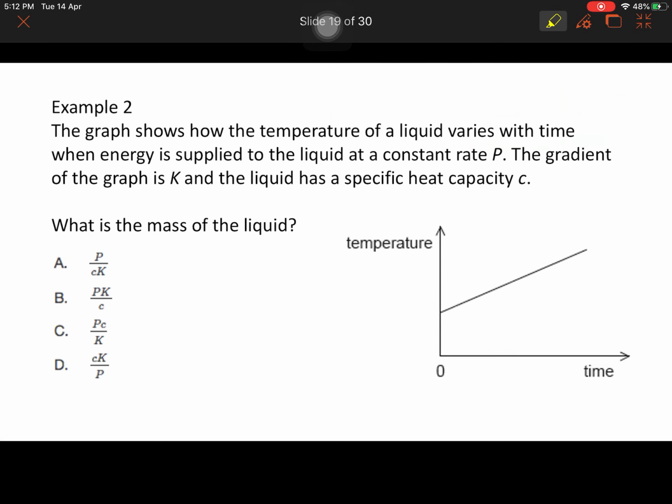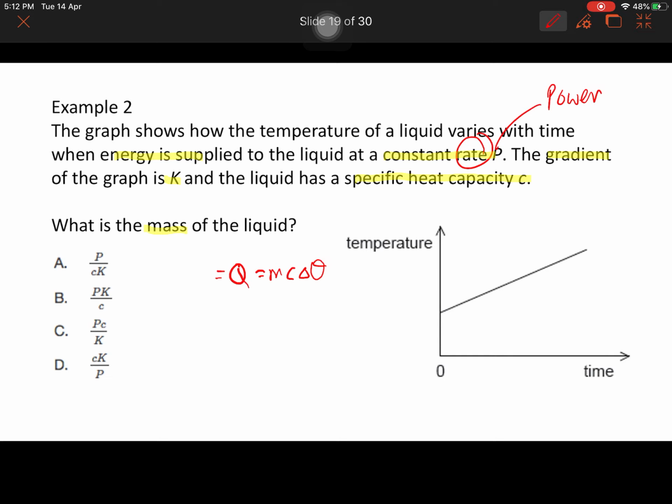For example 2, they tell us that energy is supplied at a constant rate P. They give us that the gradient of the graph is K and there is a specific heat capacity c. They ask us for the mass. The first thing I do is notice that energy is supplied at a constant rate. Rate means there is time, so actually they're talking about power. Previously, what formula did we learn? We learned that Q equals mc delta theta.